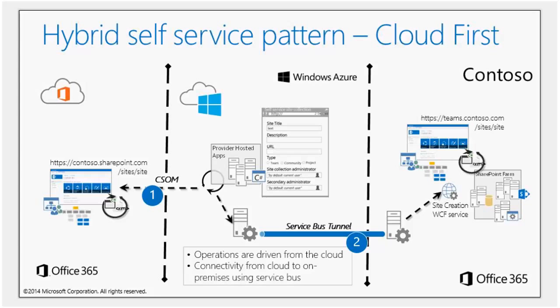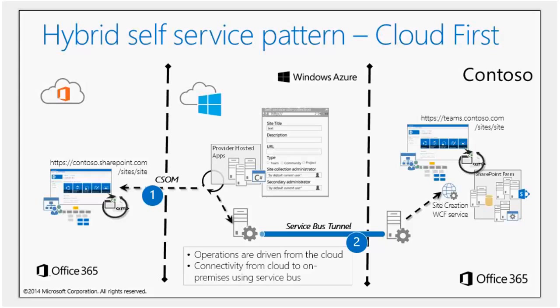So when the app sends a message to create this site, it's picked up by Azure. Azure routes the message to the on-premises site creation service, and site creation continues. This is a very powerful model because it allows you to get to on-premises data or send data on-premises from cloud deployed apps. And this without having to expose the on-premises site to the outside.